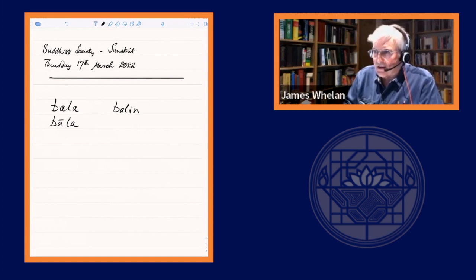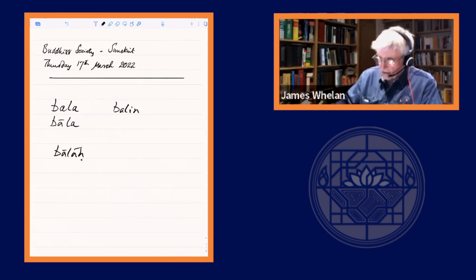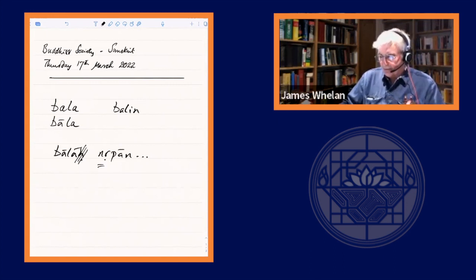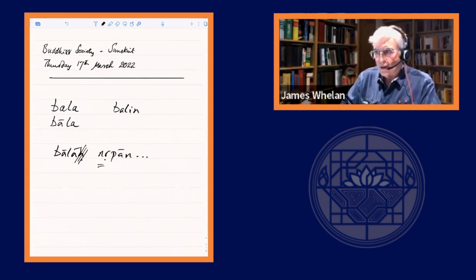So what happens to the ending of balah before a voiced consonant? It just stays a long a? That's right. So I'll write it here. Bala on its own, but when followed by a voiced n, the h drops off. So bala nripan. That's correct. Okay, great. Thank you. Got that right? Good.